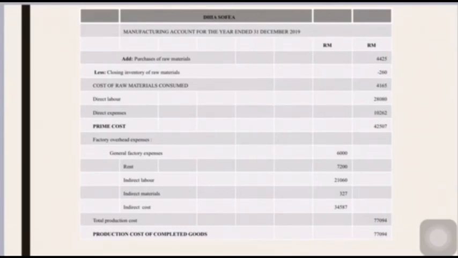So this is DHIA SOFEA's manufacturing account for 1 year. The purchases of raw materials is 4,425 less closing inventory of raw materials 260. So we got cost of raw material consumed, which is 4,165. We have direct labor 28,080. The direct expenses 10,262. And we have prime cost, which is 42,507.